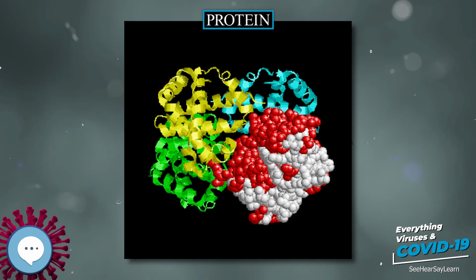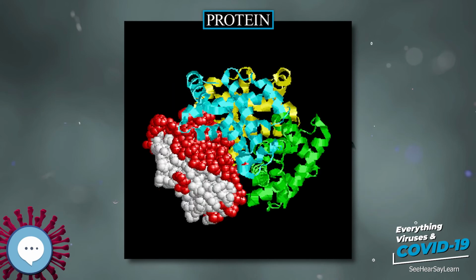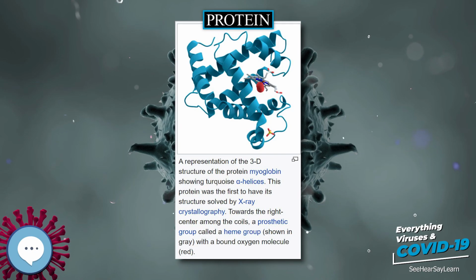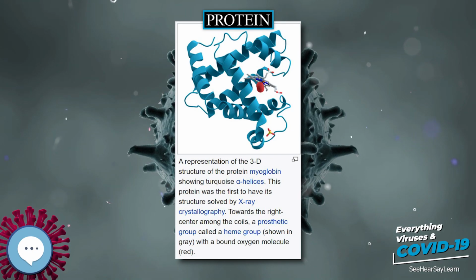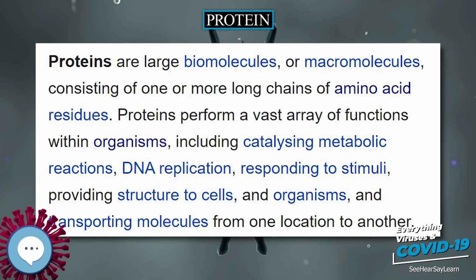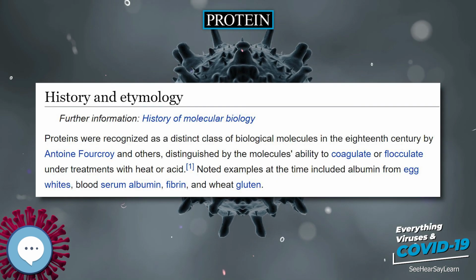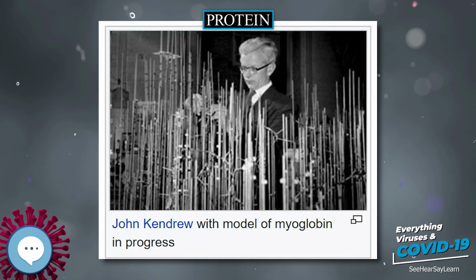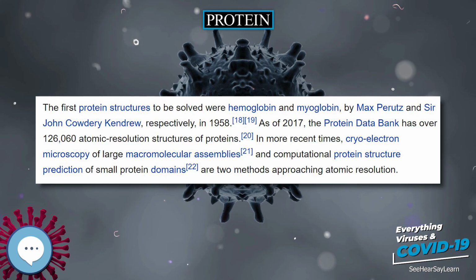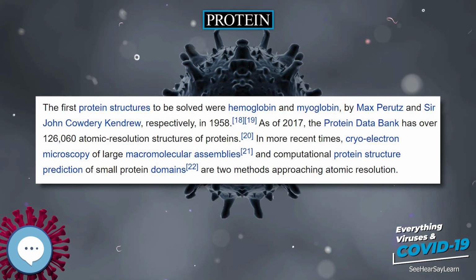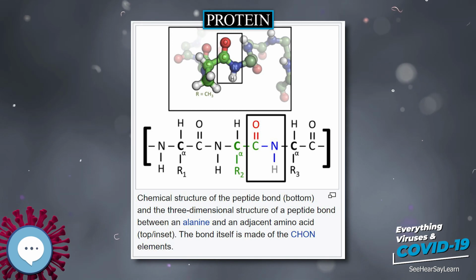The first protein structures to be solved were hemoglobin and myoglobin, by Max Perutz and Sir John Cowdery Kendrew, respectively, in 1958. As of 2017, the Protein Data Bank has over 126,060 atomic resolution structures of proteins. In more recent times, cryo-electron microscopy of large macromolecular assemblies and computational protein structure prediction of small protein domains are two methods approaching atomic resolution.